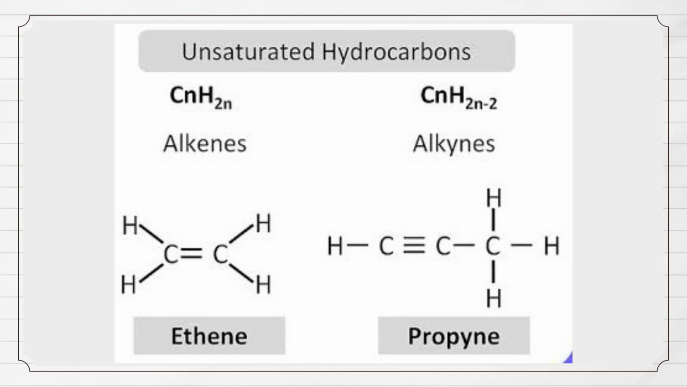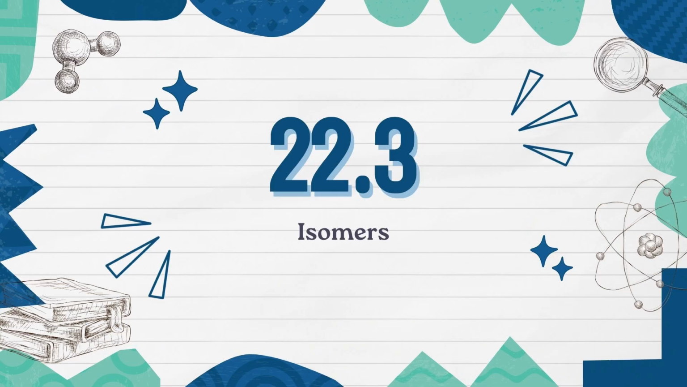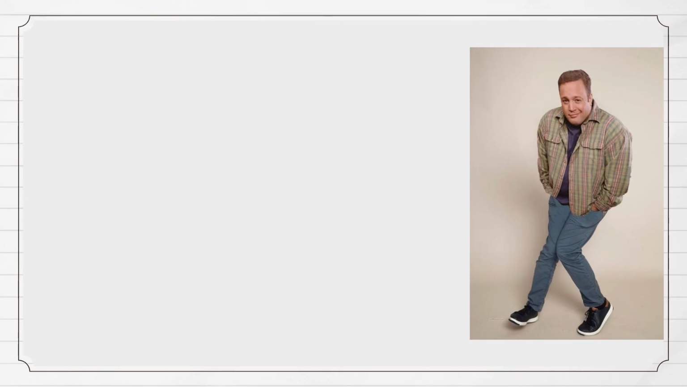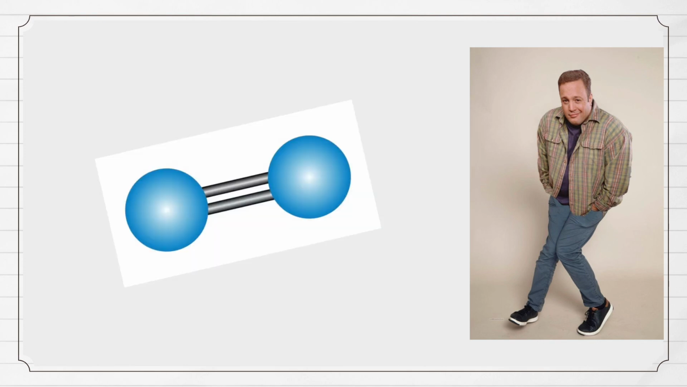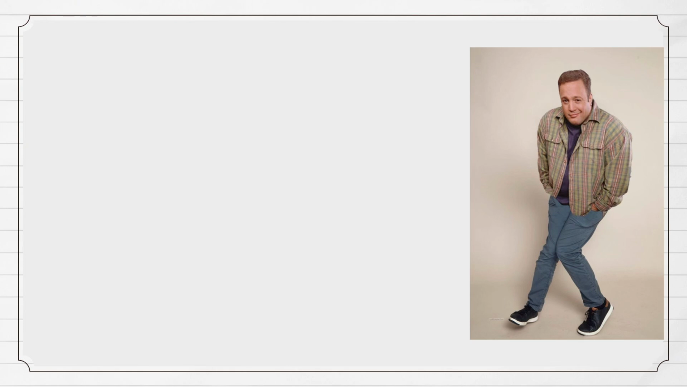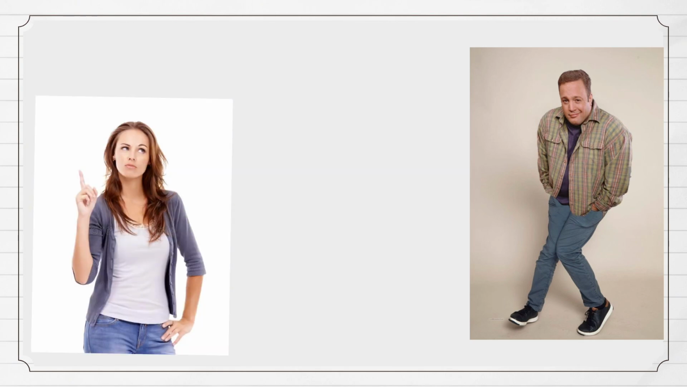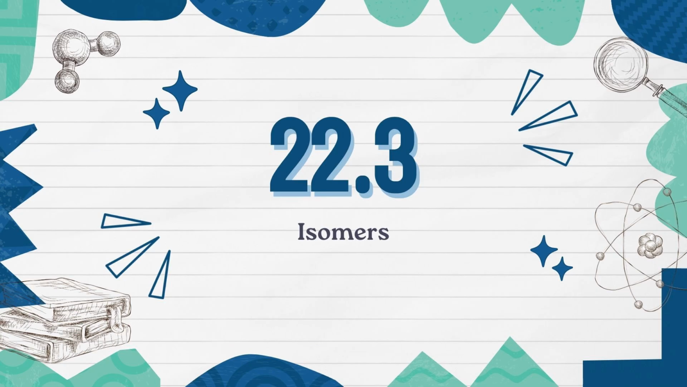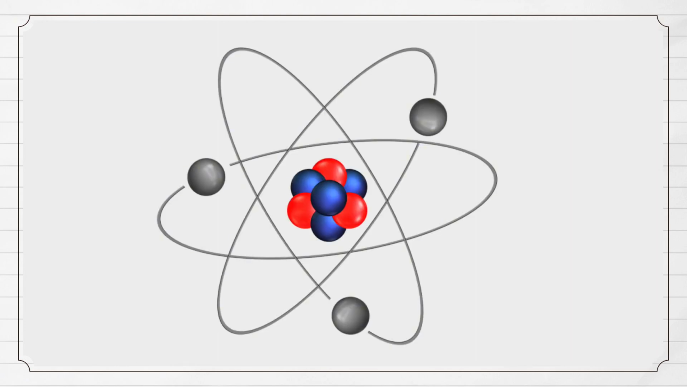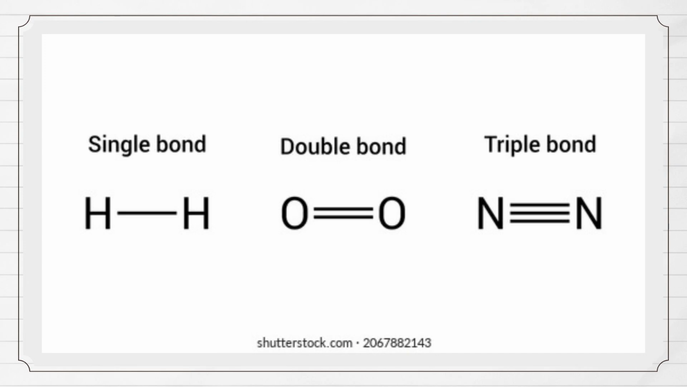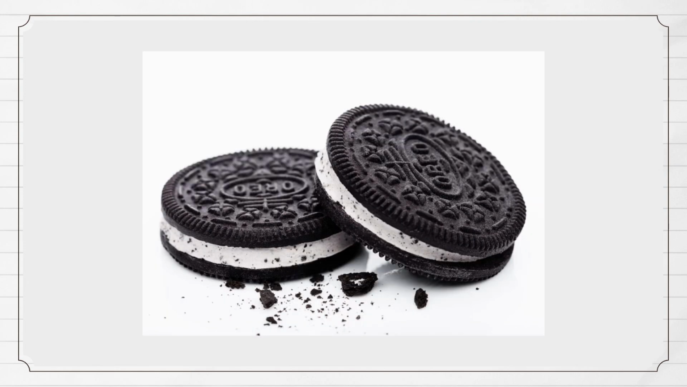Next, we're going to be talking about chapter 22.3, which is about isomers. Now that we understand the structural characteristics of alkenes, especially the importance of double bonds and how they affect the molecule structure, next, we're going to be talking about another important concept in organic chemistry, isomerism. This topic is directly related to what we just learned because the way atoms are arranged in molecules, especially those with double or triple bonds, can change the compound's properties even when the actual chemical formula stays the same.